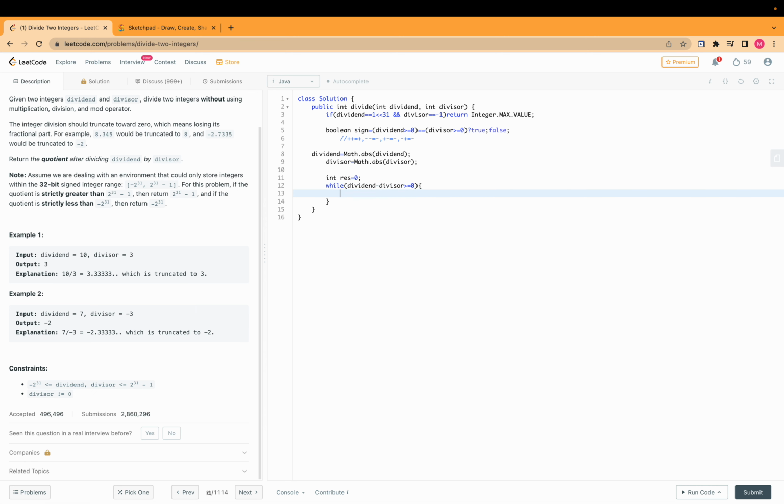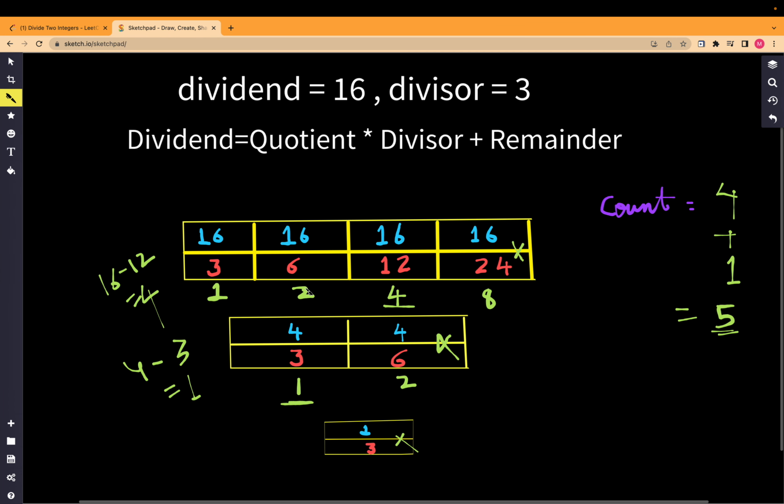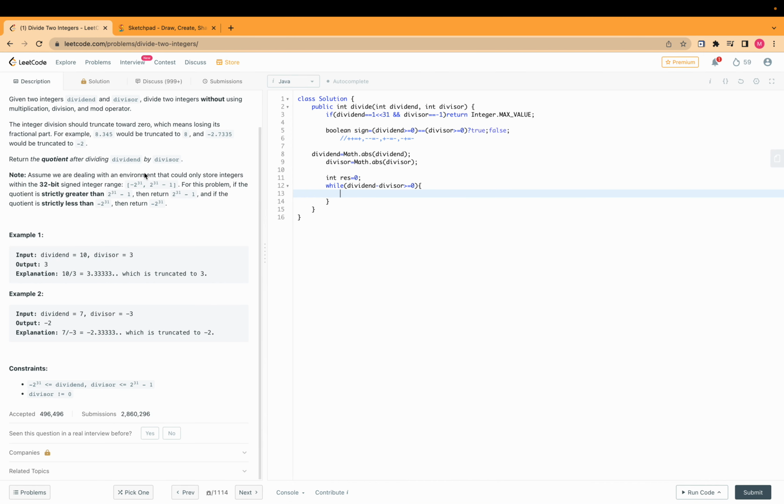Our next step was, if this is greater, every time we will increase it by 2, and then we will see if it is still greater than the divisor, then we will again perform the same operation till it becomes less than the divisor, and once it becomes less, we will return the result. So first thing we need is a count, that is 0, and we will have this other operation: while dividend minus divisor left shifted by count.